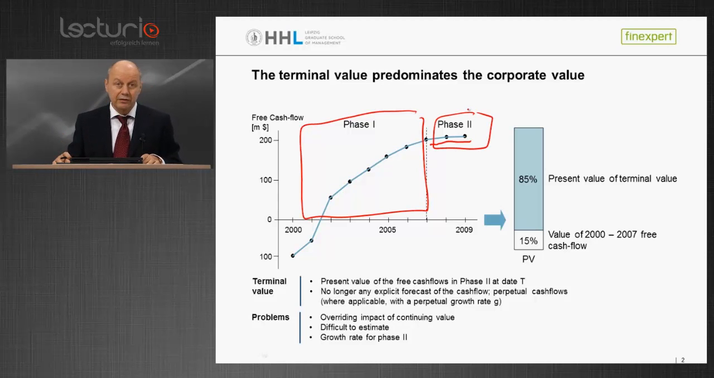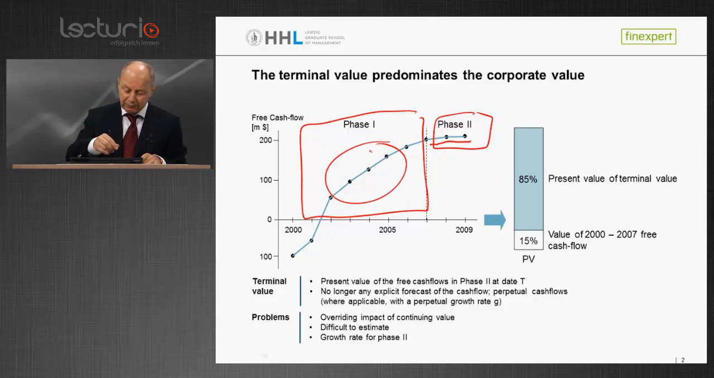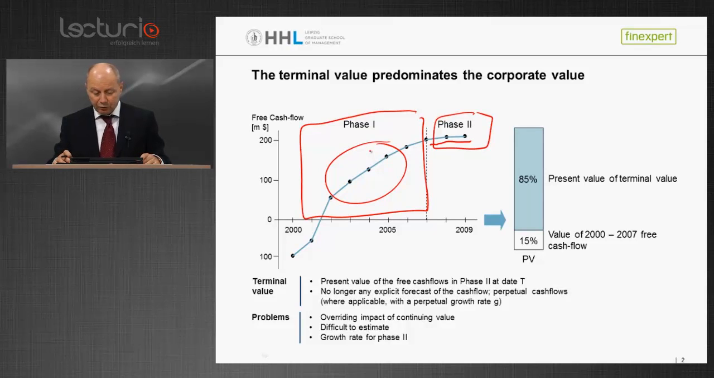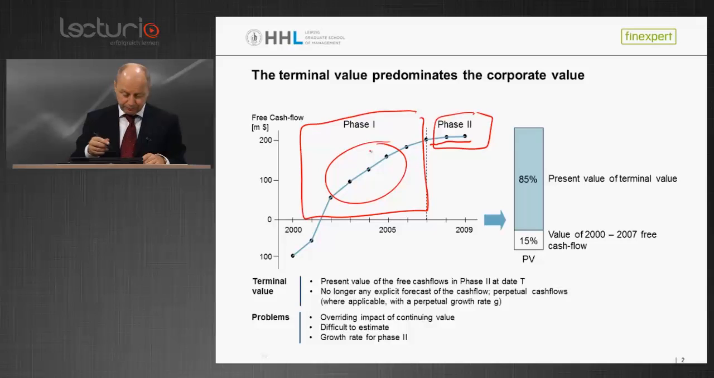The problem is that, depending on the length of phase number one, the terminal value is very important for the total corporate value. Here in this slide, it is supposed to contribute 85%, but in growth industries, due to negative cash flows in phase number one, you may even come to situations where the terminal value accounts for more than 100% of the total corporate value. So it's important. That's the first important message.